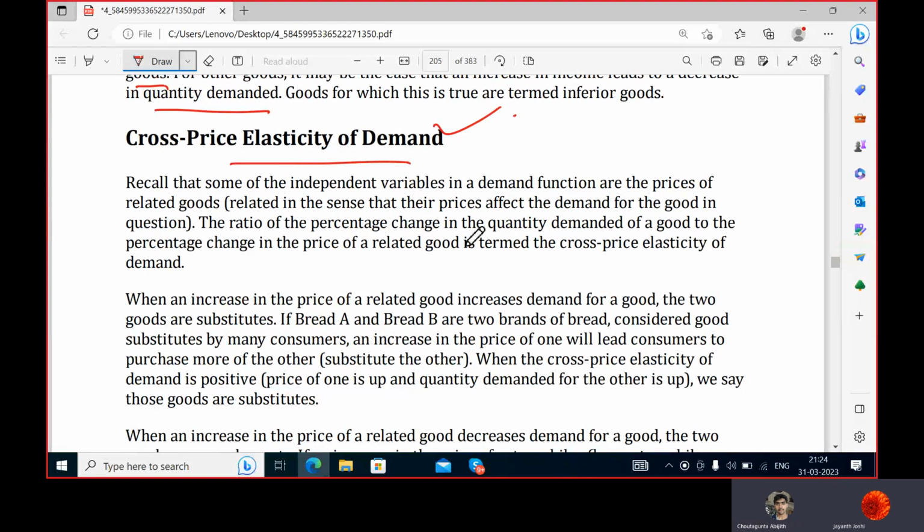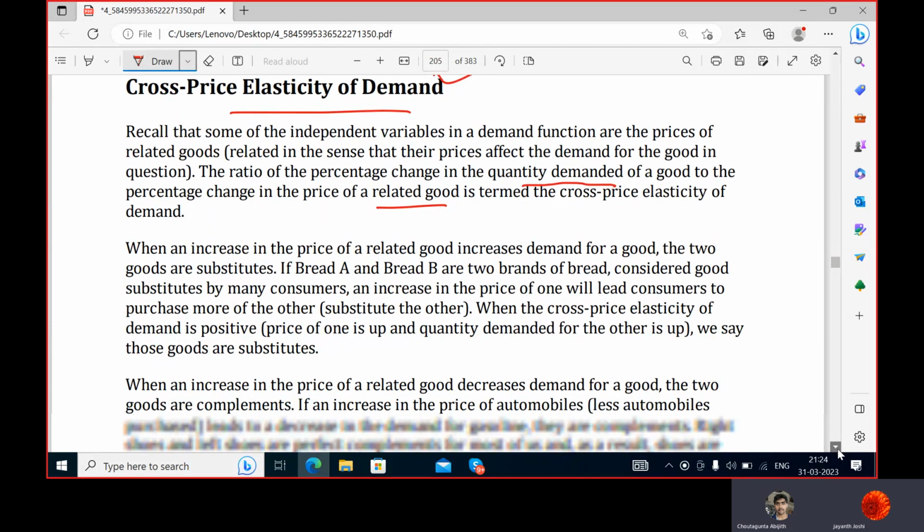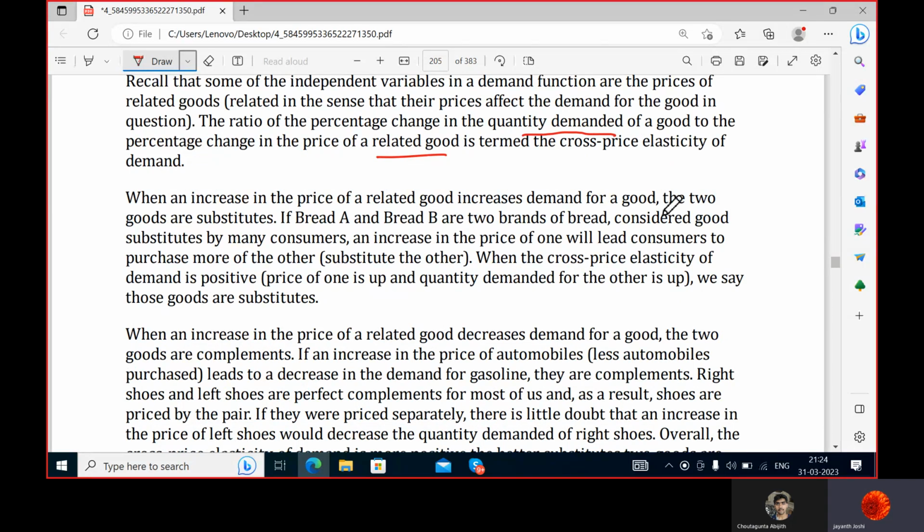So, the percentage change in quantity demanded of a good to the percentage change in price of a related good. What happens when an increase in the price of a related good increases demand for a good? The two goods are substitutes. Let's say bread A and bread B are two brands of bread considered good substitutes by many consumers. An increase in the price of one will lead customers to purchase more of the other. Correct. If the tea price increases, coffee would be bought more. Am I right? These are two perfect substitutes.